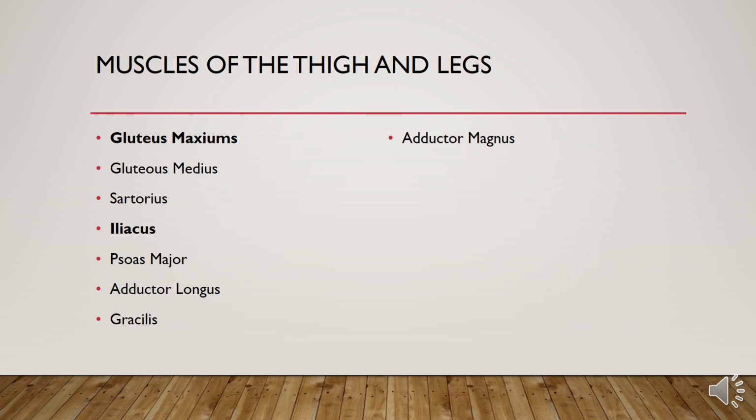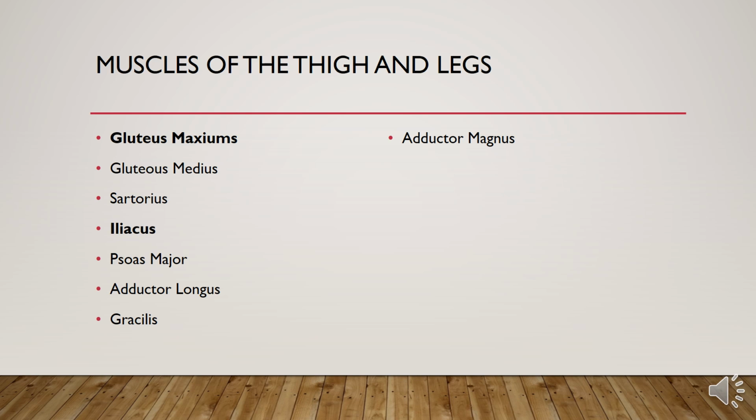So here are the major muscles of the thighs and legs, and those ones you're going to want to find on pages 185, 186, 187. And yeah, that's it. Oh, one thing I also forgot is the forearm muscles are going to be on pages 182 and 183. Okay?